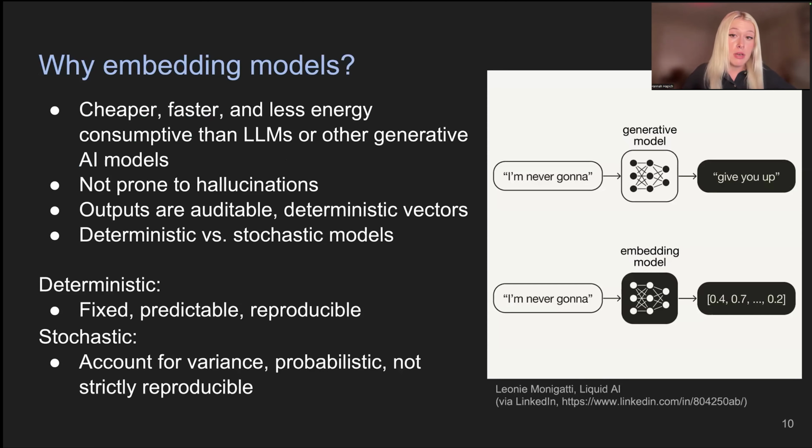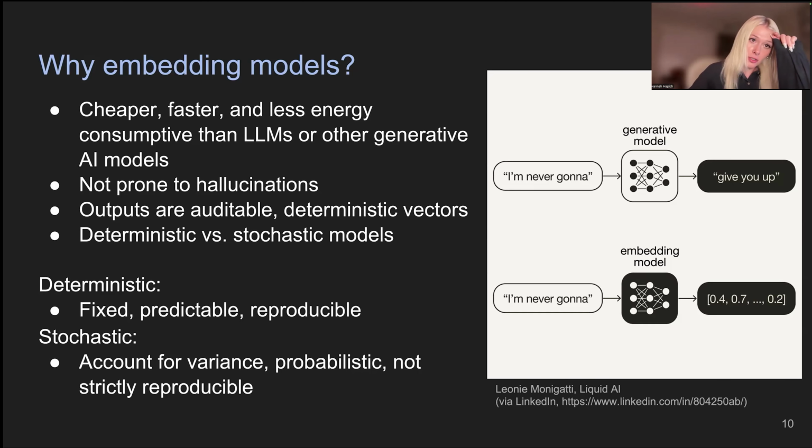Why use an embedding model? There are some upsides. They're cheaper, faster, and less energy consumptive generally than LLMs or other generative AI models. They're also not as prone to hallucinations in the same way as generative models would be. And this is because their outputs are largely deterministic, where deterministic just means that a fixed, predictable outcome is produced from the same set of initial conditions, making them easier to audit over time.